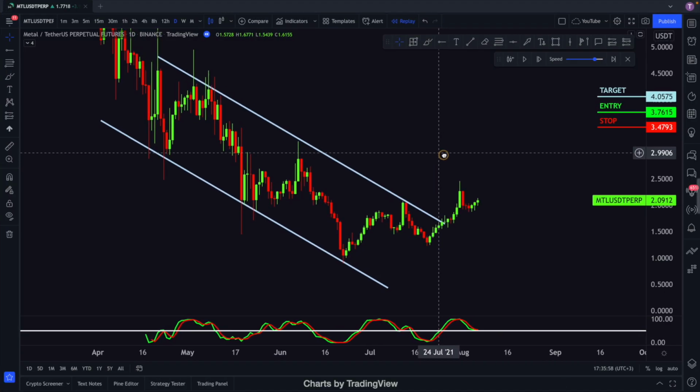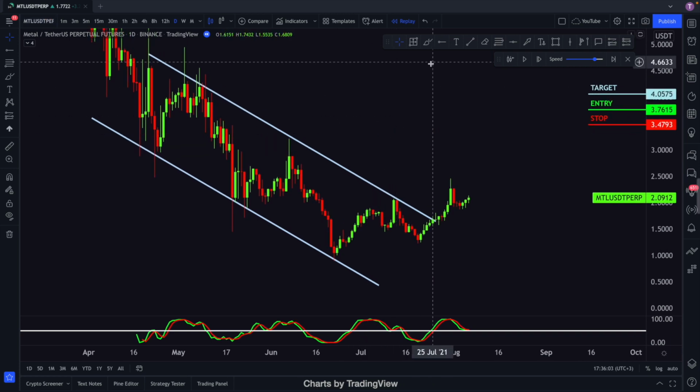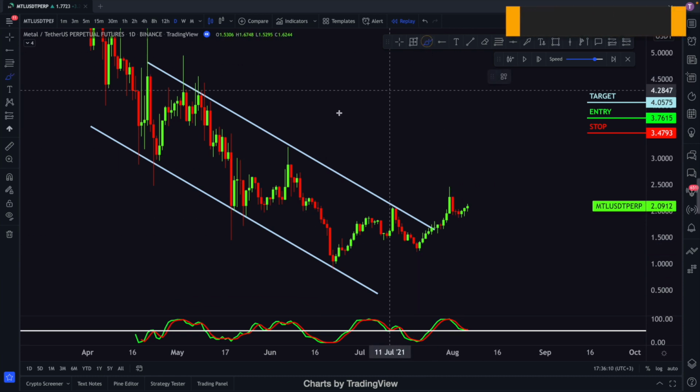Okay, let's check out MTLUSDT for our first example. We will focus on inverse head and shoulders first. I'll go step by step again. Step 1. Confirm head and shoulders pattern.